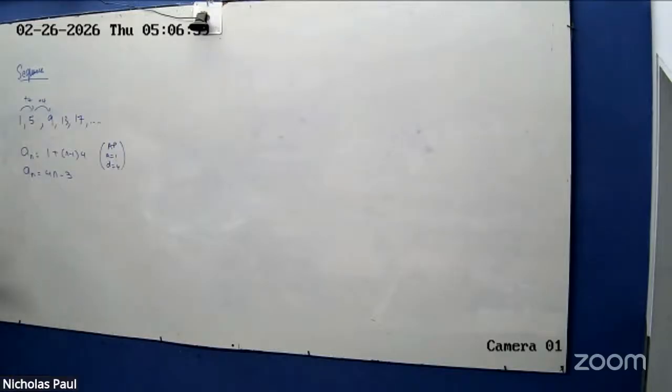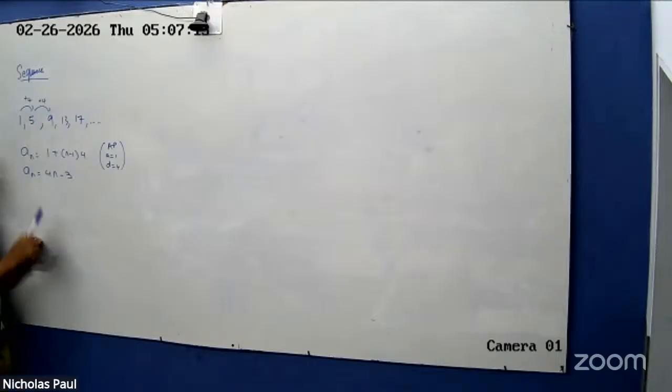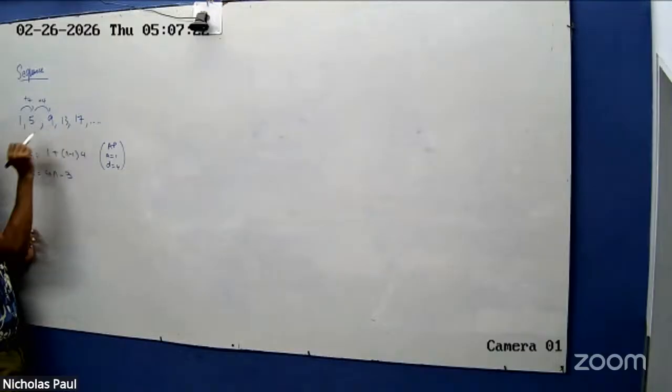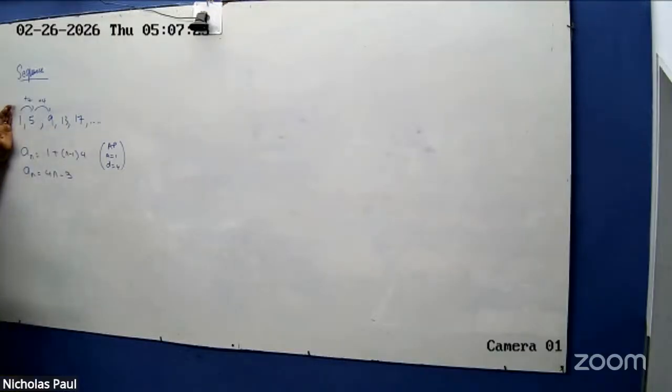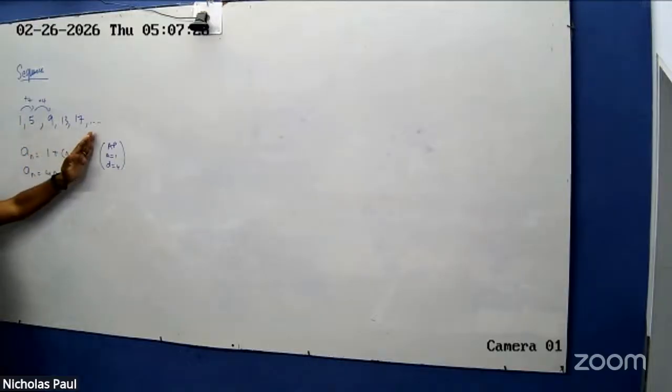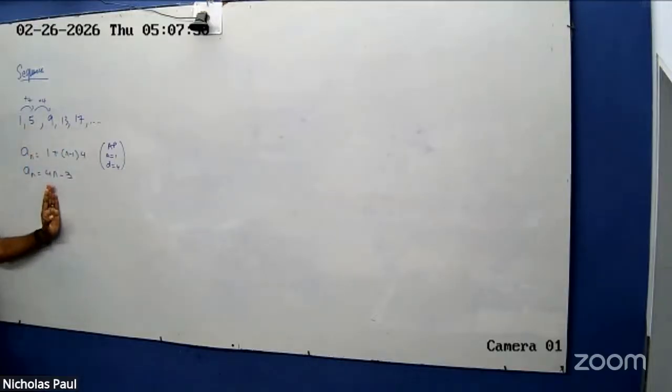All right? So what we have here is a sequence. Anybody know how to convert a sequence to a series? Just add the terms, right? So a sequence is a collection of numbers that follow a particular pattern or formula, and a series is the summation of a sequence.